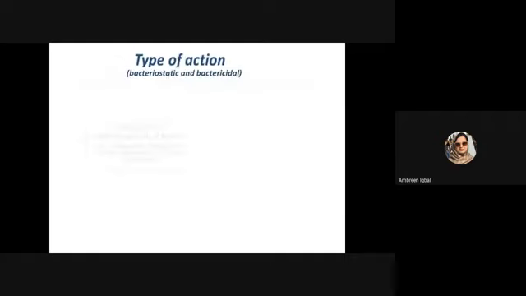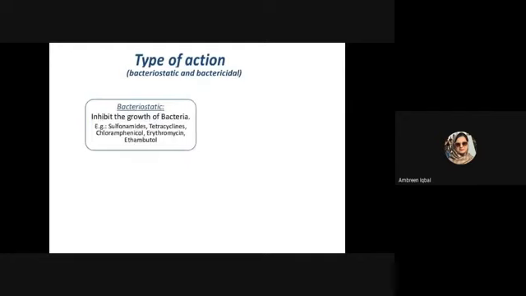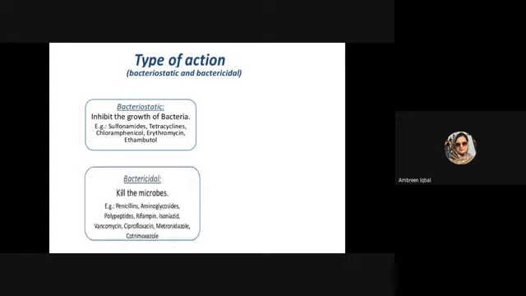The next is type of action. There are two types of action that a drug can perform: bacteriostatic or bactericidal. Bacteriostatic means the drugs that inhibit just the growth, copying, replication, reproduction of the bacteria. The next is cidal, that kills the microbes, that are going to finally degrade or kill those microbes. Bacteriostatic means static, suppress, inhibit the growth of bacteria. Cidal, that kills the microbes.